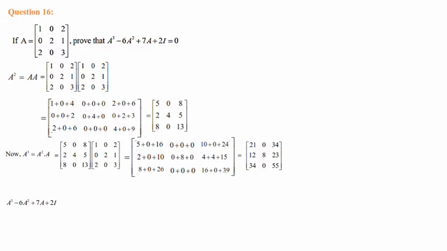So just we have to go for finding the equation. A cube minus 6A square plus 7A plus 2I is equal to, this is not 0 actually, this is O, means 0 matrix. So this is an English alphabet O, not 0. So we have to go for finding the answer and we should get it as 0 matrix. So 0 matrix only we will represent as O.